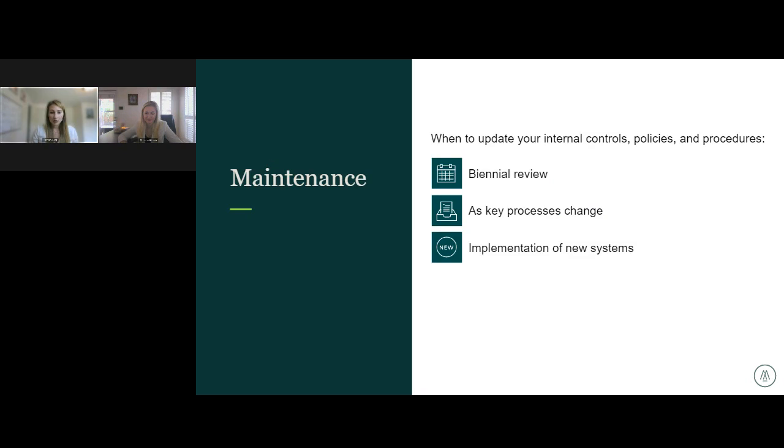And the last thing that we're going to talk about today is internal control maintenance. What we have here is a schedule of what we recommend for you in terms of updating your internal controls and your policies and procedures. Chelsea's already talked about this, but at the least, we recommend a biennial review of everything to keep things up to date and prevent those major overhauls of policies.